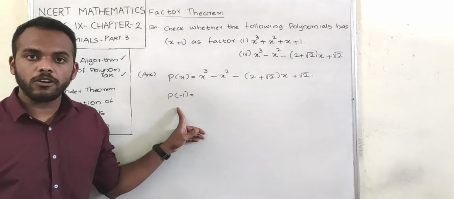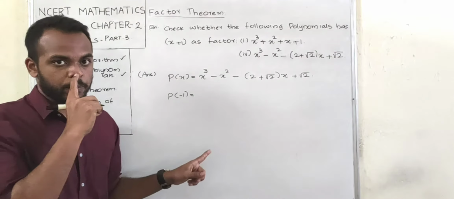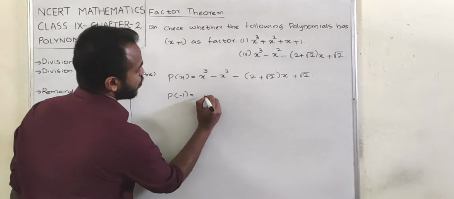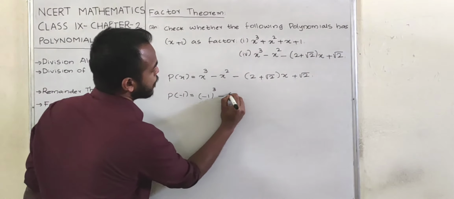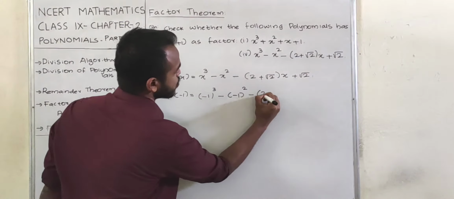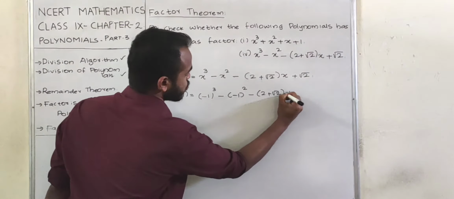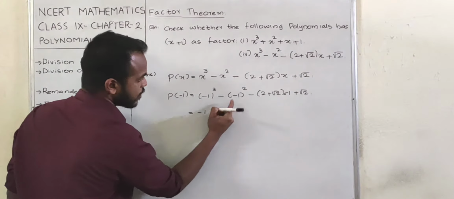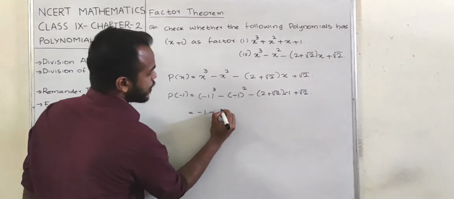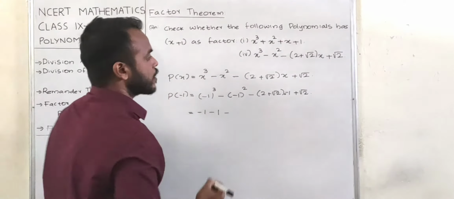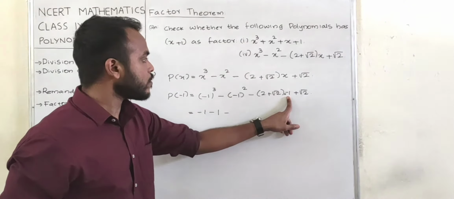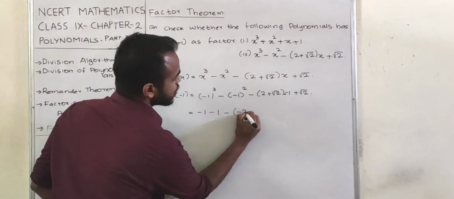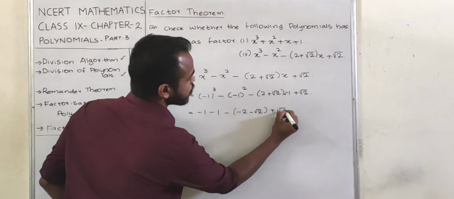If P of minus 1 is equal to 0, we can conclude, just like we did in the A part, x plus 1 is a factor of this polynomial as well. Let's see whether we are getting it or not. So this is minus 1 cube minus minus 1 square minus 2 plus root 2 times minus 1 plus root 2. So let's see, minus 1 cube is minus 1, minus minus 1 whole square is 1. Then there is a minus 1 outside the bracket. So first let's multiply minus 1. So this will become minus 2 minus root 2 plus root 2.